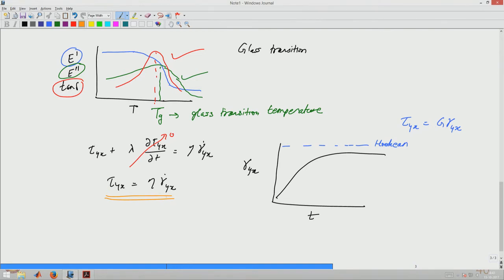If stress is kept constant, the gamma dot_yx will be constant, and therefore gamma_yx will be proportional to time. So you would see a response which is like this. You can see that the standard linear solid model gives a response which is a combination of viscous and elastic response, and in creep it provides an appropriate qualitative response.